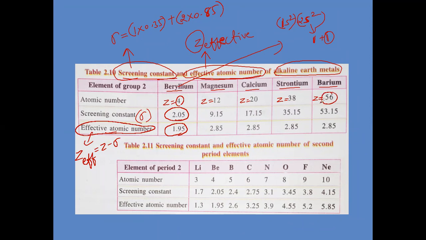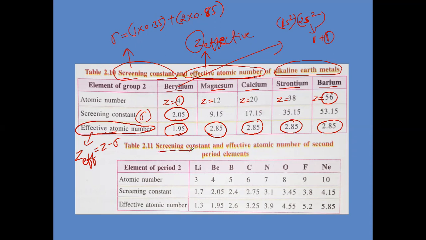Like this. Now see, from beryllium to barium down the group, second A group, is atomic number increasing or decreasing? Down the group, atomic number is increasing. The same way, is effective atomic number increasing or decreasing? Increasing or remaining same. Atomic number generally increases or remains same, that's all, but will not decrease. So like this, effective nuclear charge can be calculated.